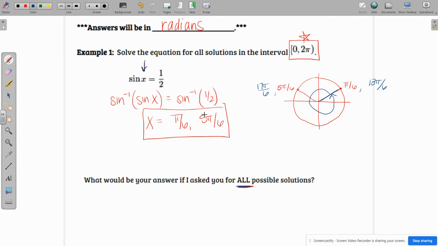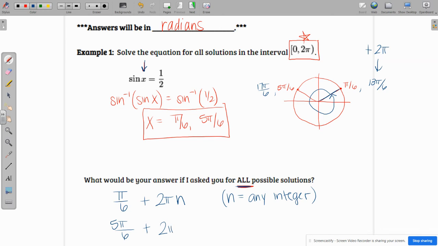So how do I write that? Well, we take our answers, pi over 6 and 5 pi over 6, and just like how I got 13 pi over 6 here by adding 2 pi, for each of these we would add 2 pi, but we want to show that you can add 2 pi any number of times repeatedly. So we would put another variable there, in this case, n, where n would stand for any integer. So if n was 3, that means you're taking 2 pi and you're adding it 3 times. And we would do the same thing for 5 pi over 6, 2 pi times n.